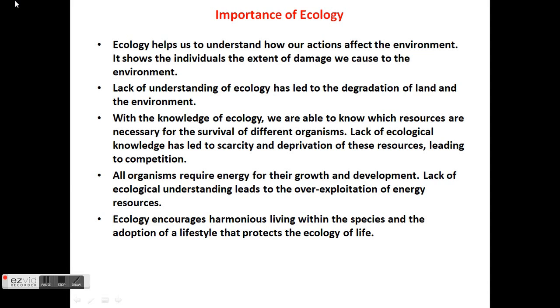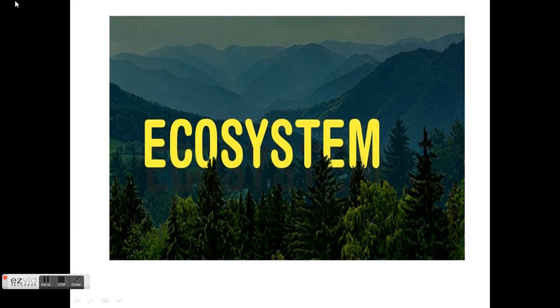And all organisms require energy for their growth and development. So lack of this ecological understanding leads to the overexploitation of energy resources. And this ecology encourages us to live in harmony with the other species.